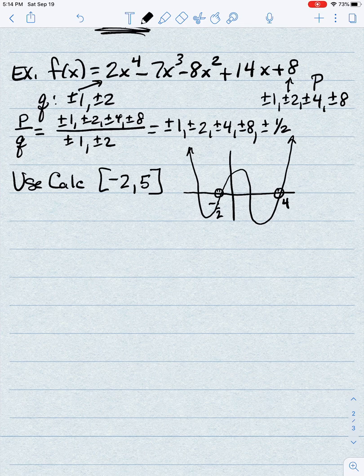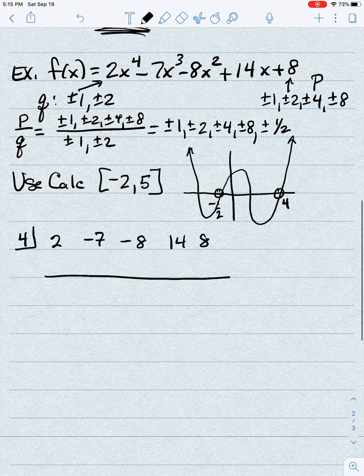Okay, all right, so what does that do for us? Well, let's see if we can figure out now all the zeros. So let's take the 4. It's a nice whole number. It's nice to do synthetic with. So once again, I'm going to set this up. 2, -7, -8, 14, 8, so that we can go through synthetic. We're going to reduce the degree on our polynomial and see if that'll help.